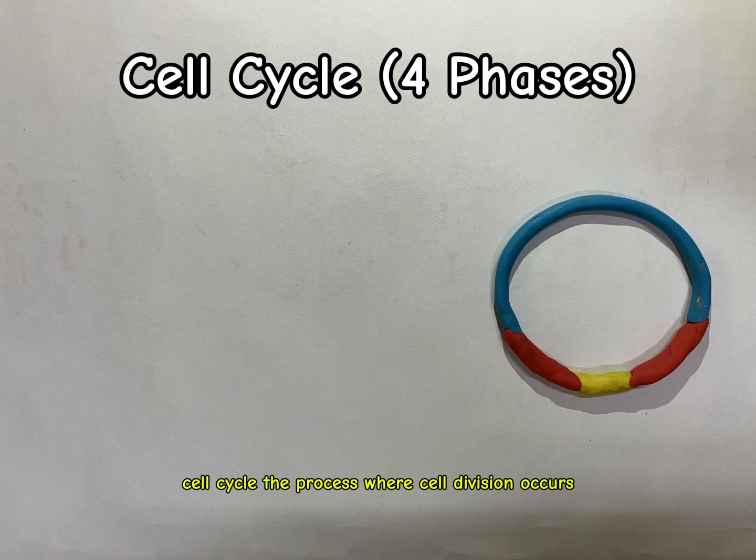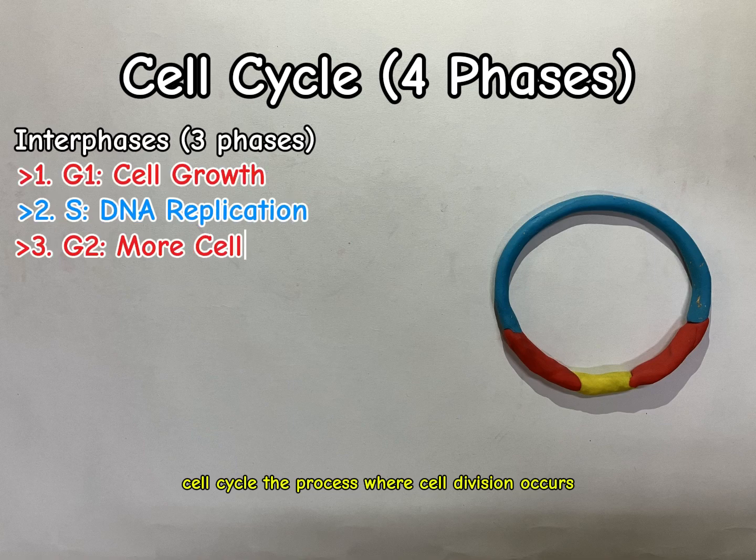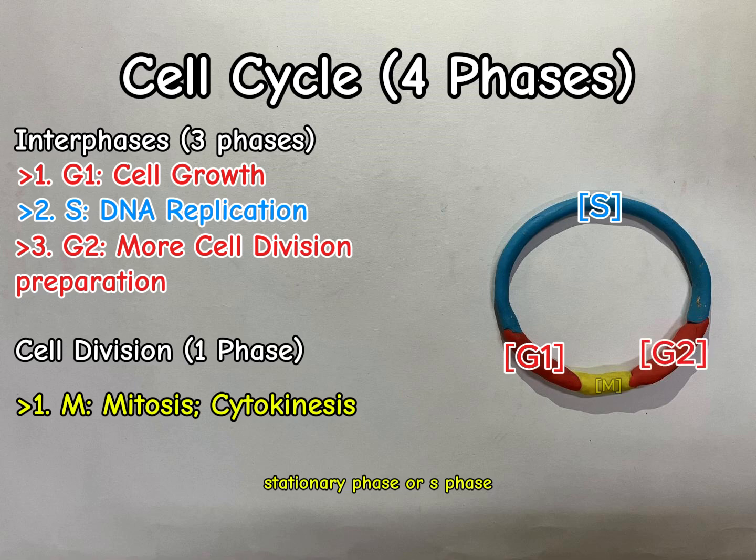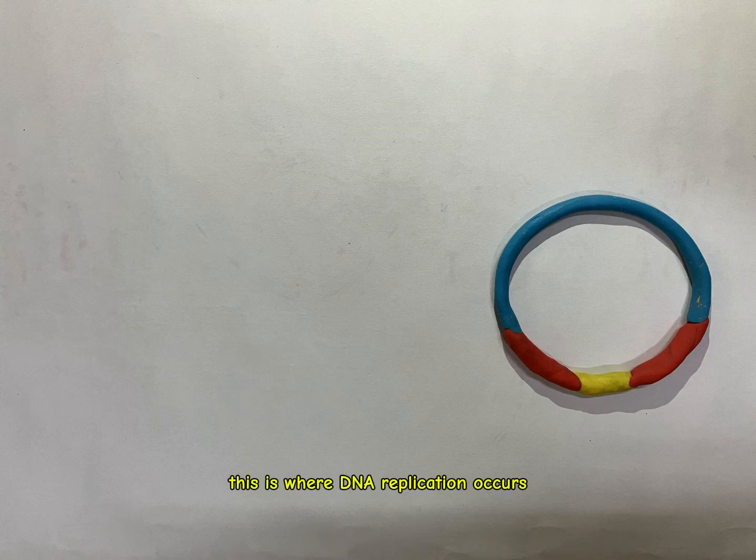The cell cycle is the process where cell division occurs, but on a molecular level, DNA replication is happening behind the scenes. Just like breathing or even blinking, it happens continuously and naturally. We have the gap 1 or G1 phase, where the cell grows, and then the stationary phase or S phase. This is where DNA replication occurs.